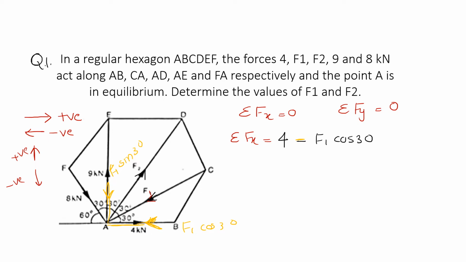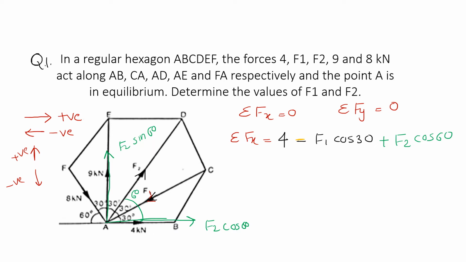If we resolve F2 in two components, horizontal and vertical, the entire angle is 60 degrees. F2 cos 60 is the horizontal component and the vertical component is F2 sin 60. Here we need to take the horizontal component, that is rightward direction, so it's positive F2 cos 60. Then the remaining one is 9 kN.